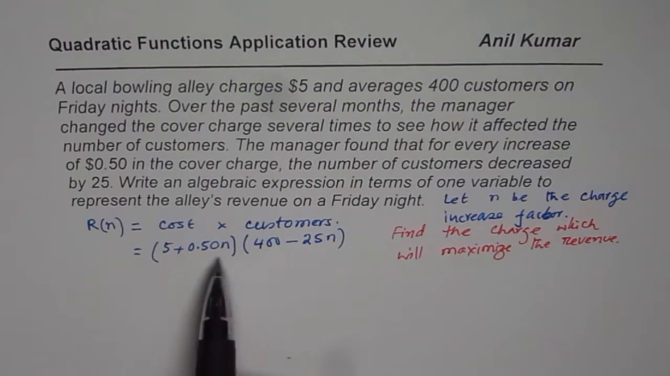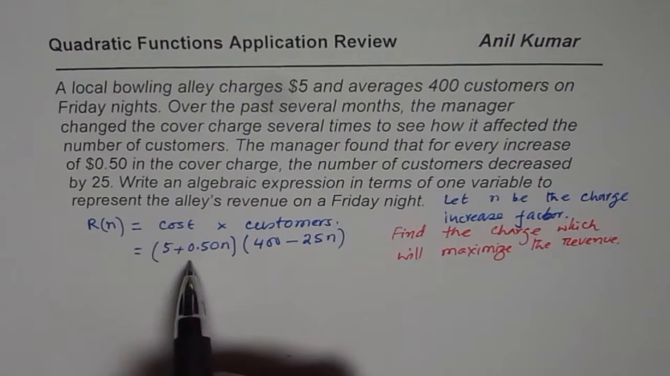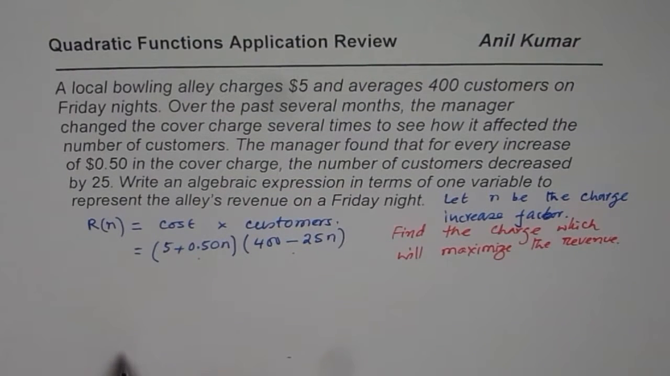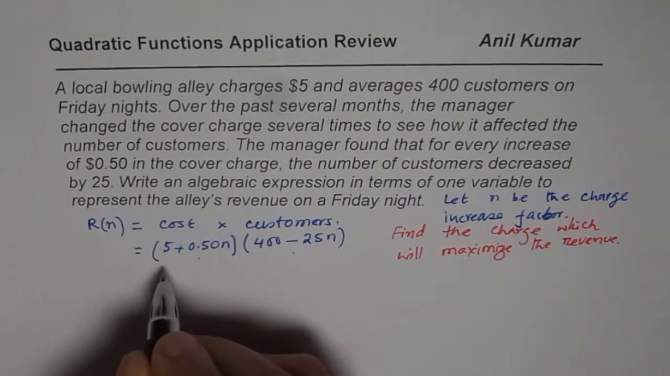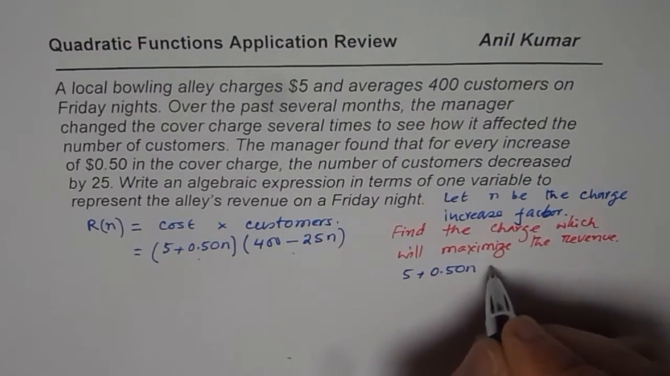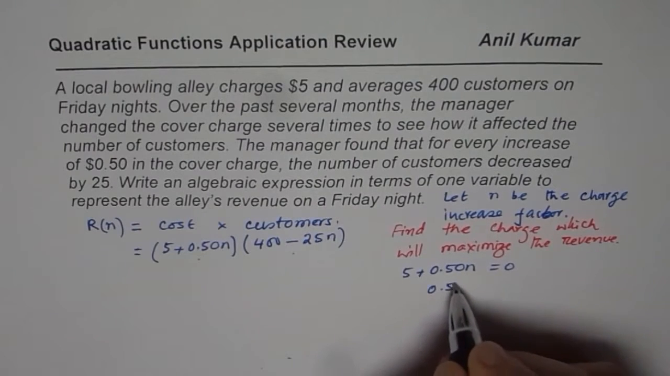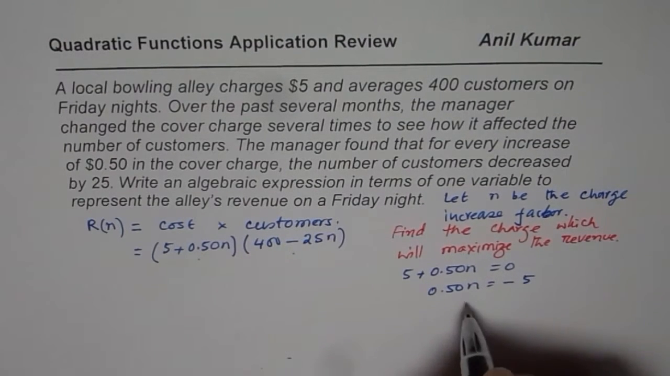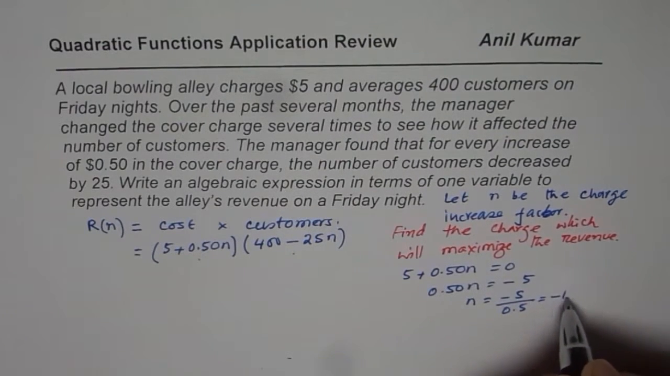Now, we'll utilize the property of the axis of symmetry for any quadratic function. Between two x-intercepts, there is a line which is symmetrical and the vertex is always on that line. So let us find what the x-intercepts are for this, right? That means the zeros of these two factors. For the first factor, 5 plus 0.50n, it will be 0 for what value of n? That will be 0.50n equals minus 5, or n equals minus 5 divided by 0.5, and that is minus 10.